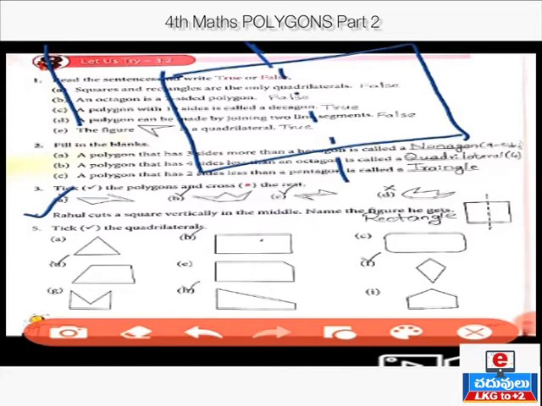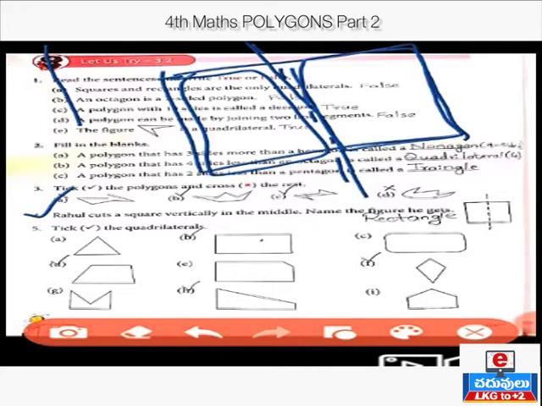If you cut the square like this, what is the shape of this one and what is the shape of this one? Rectangle. Yes or no, children? If you cut the square, what shape will be formed? Rectangle. That answer you write here: rectangle.